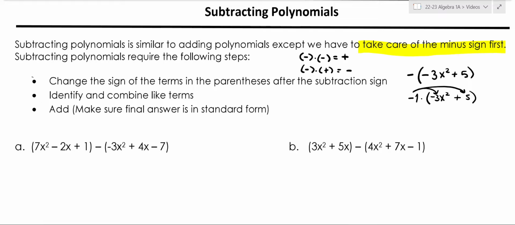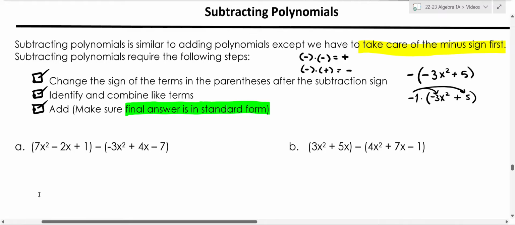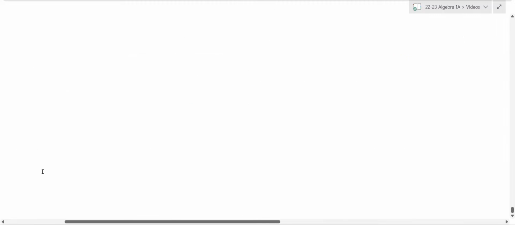Identify and combine like terms. So that's step 1, step 2, and then step 3. Add, subtract, it's all the same thing. But what do we need to make sure? We need to make sure that our final answer is in standard form. All right, here we go.